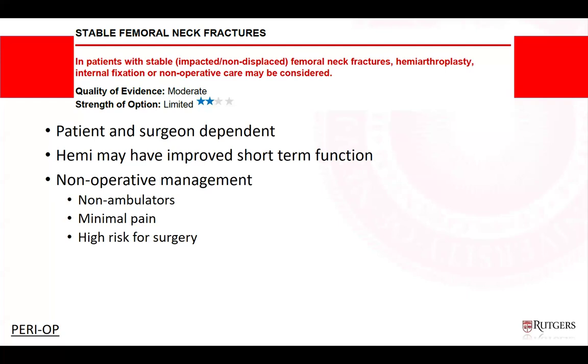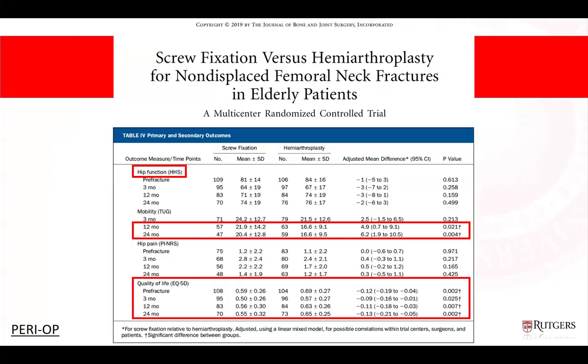When you have a non-displaced or impacted femoral neck fracture, we tend to use a lot of cannulated screws here. But there are some studies that show hemiarthroplasty may have improved short-term outcomes. There's one study that shows reasonable data for non-operative management in a certain selection of patients, but really our only indications still remain non-ambulators, those who have minimal pain or are really high risk for surgery.